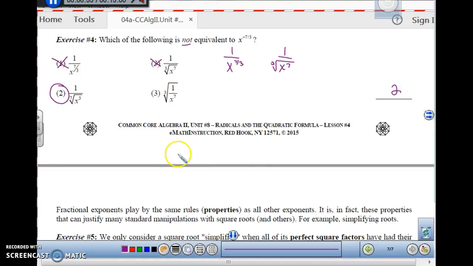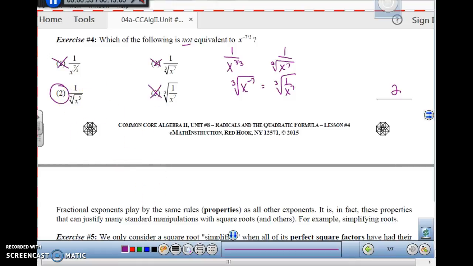Now, could it be this one? Well, let's see. It will be, because we can rewrite this as power over root. It would be the cube root of x to the negative 7th, which you can rewrite as the cube root of 1 over x to the 7th. So that would work as well. So that one does work as well, so it would have to be number 2, because the root and the power are backwards.